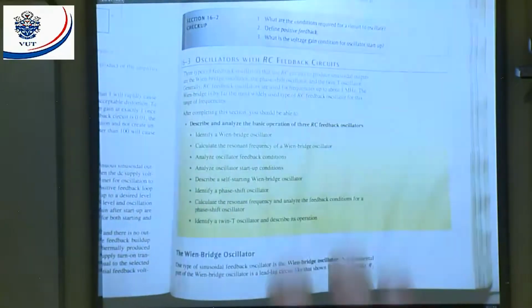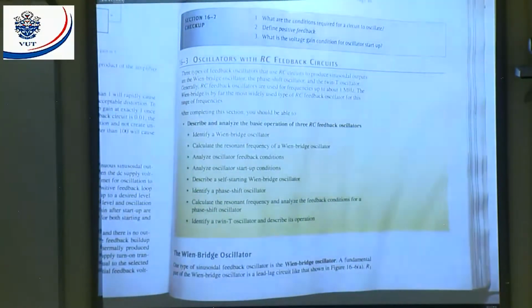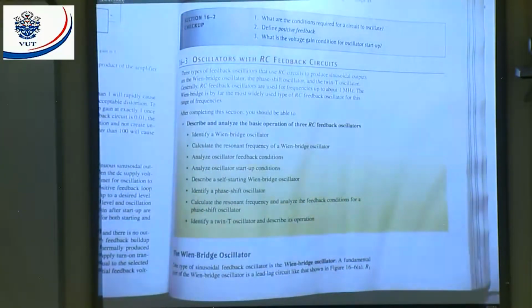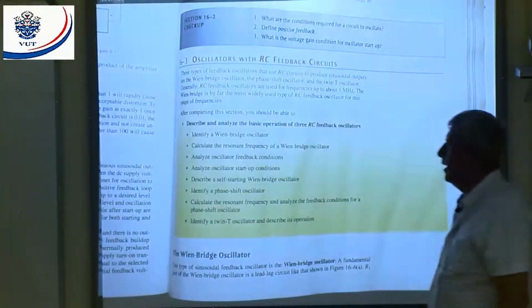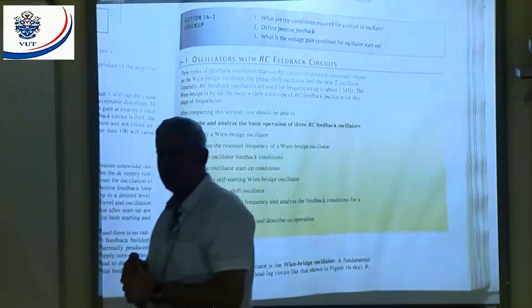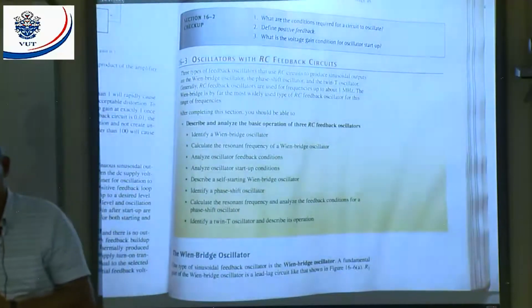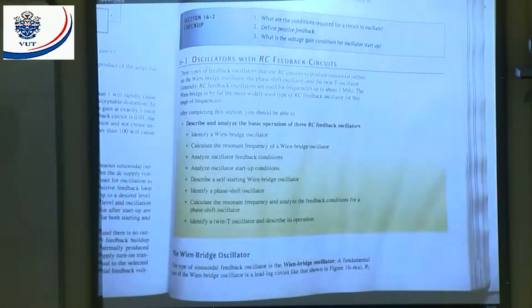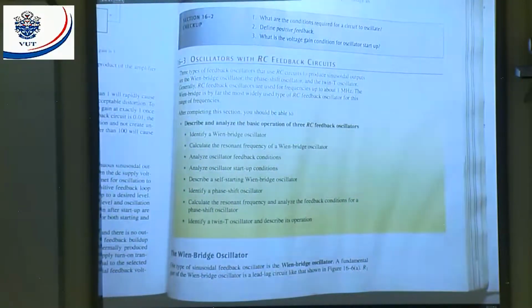16.3, oscillators with RC feedback circuits. As I already mentioned, we get RC oscillators and LC oscillators. The first one we're going to talk about is our RC oscillators. The first one is the Wien bridge oscillator. That is an RC oscillator.